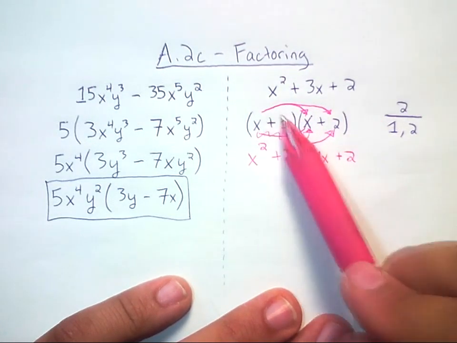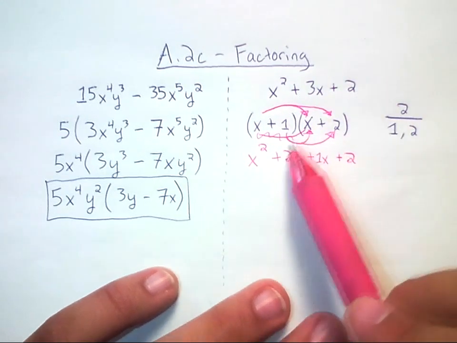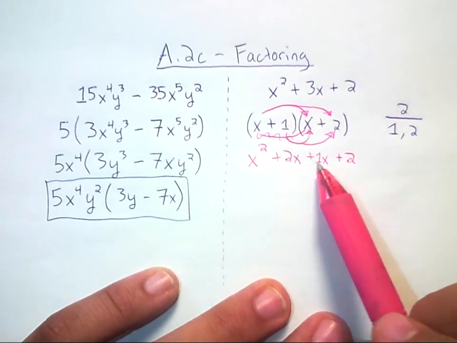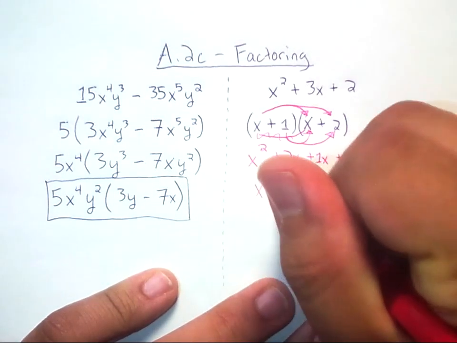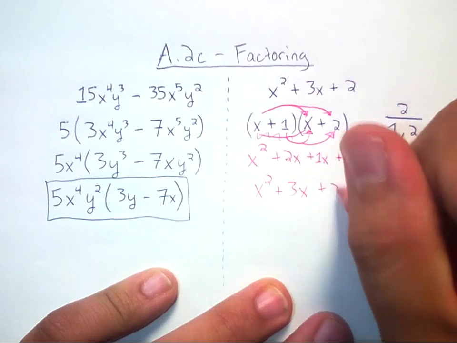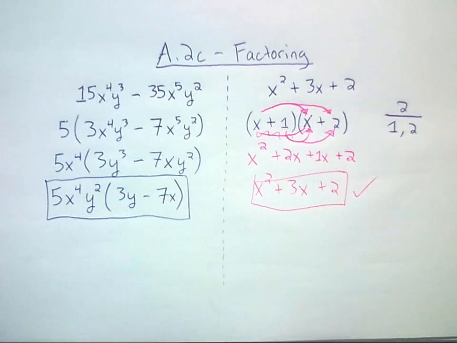Now, when we multiplied the two numbers, we got the 2. But when we add the two numbers, we need to get the middle term. So if you notice, I ended up with 2x and 1x, and 2 plus 1 is 3. So just by checking our work, I was able to get the original problem, so it worked out. So that's a nice, easy way to check.